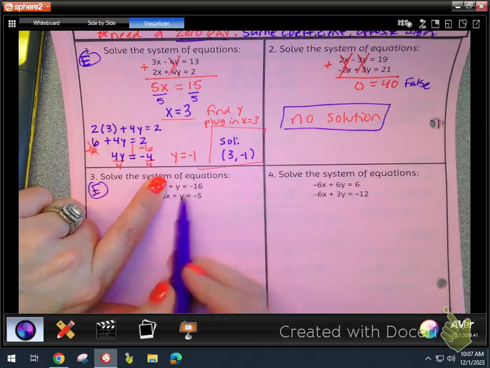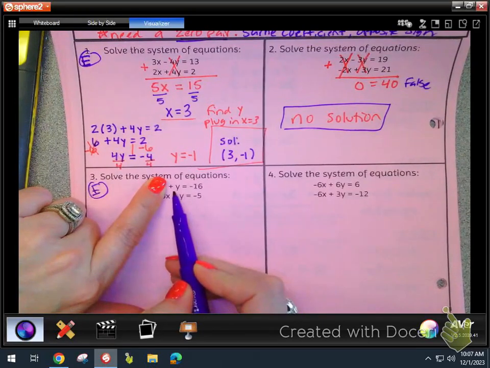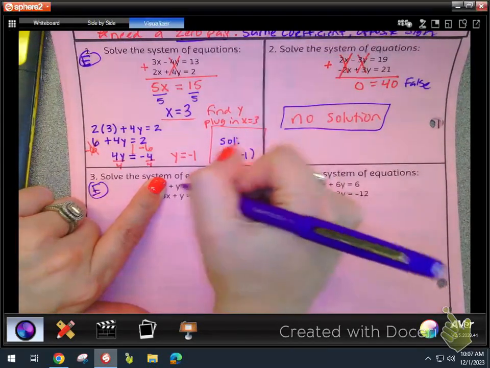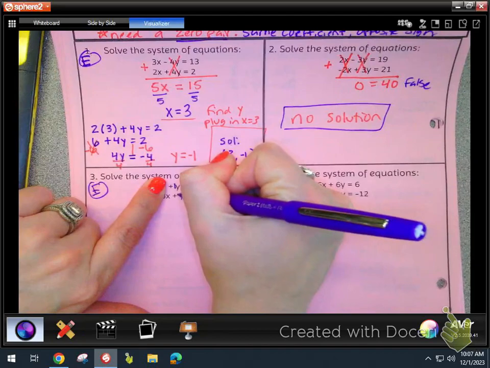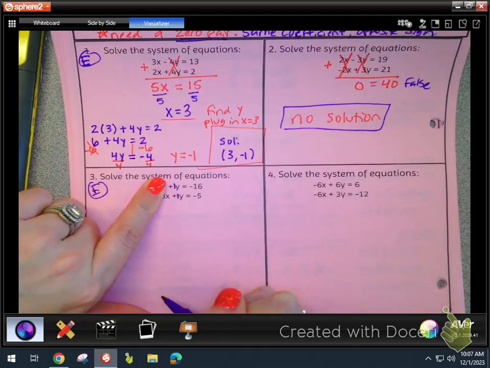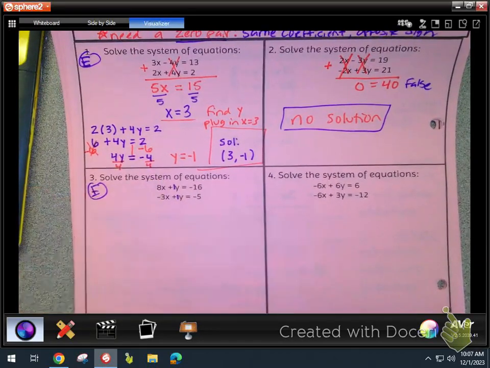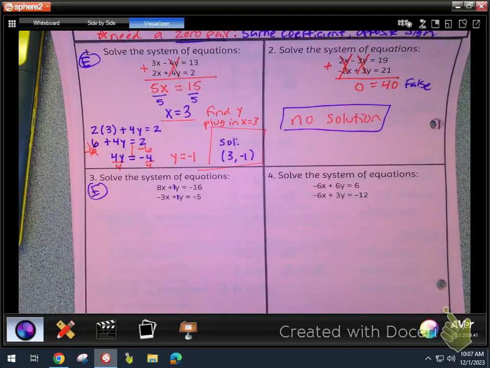What are my coefficients on Y? Is it 1? 1 and 1. And they're both positive. Is that a zero pair? What is 1 plus 1? 2. Okay, so we have a problem. We don't have a zero pair. It's usually going to be this way, people. You are usually not going to have a zero pair.